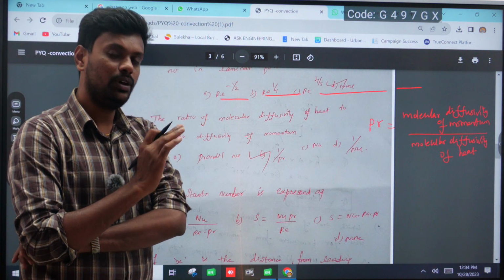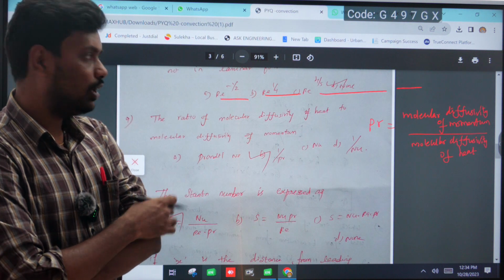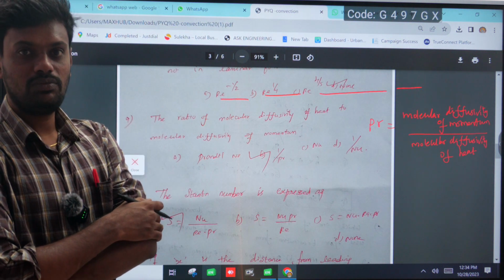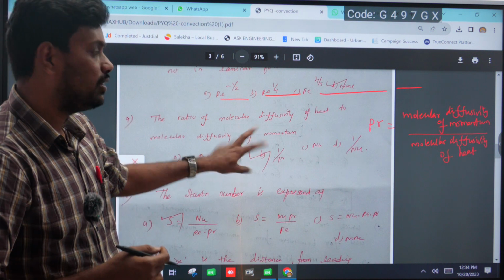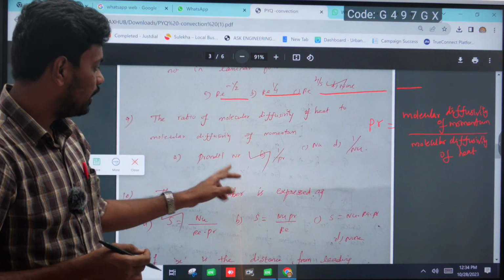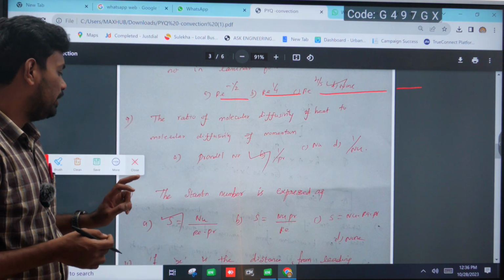So you have to remember the formulas always. You should not just think, Prandtl number, what is the formula, then this is the Prandtl number. No. You have to remember it properly. So this is the reverse of the Prandtl number given in the question. So the answer is 1 by Pr. Okay, Pr means Prandtl number.